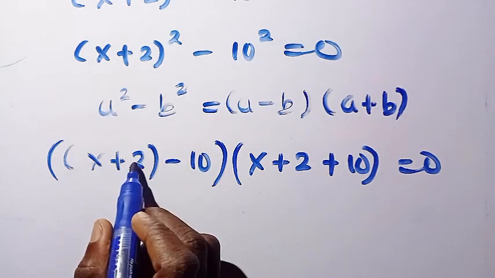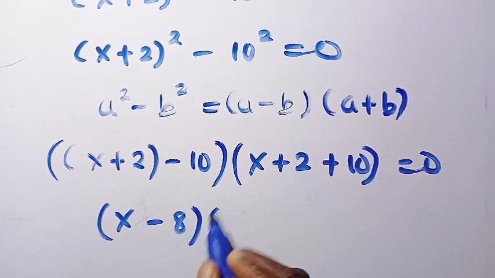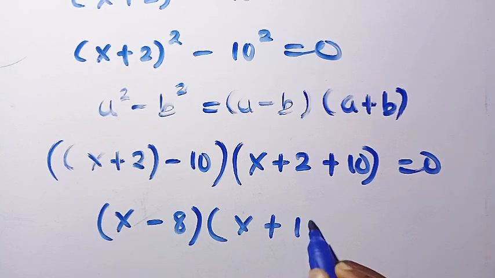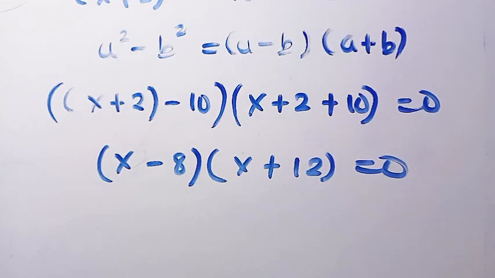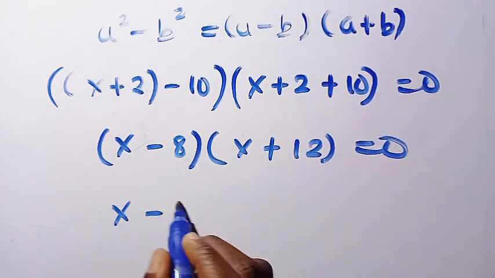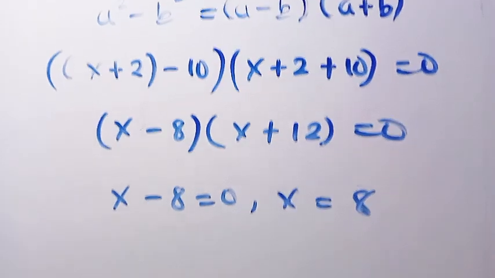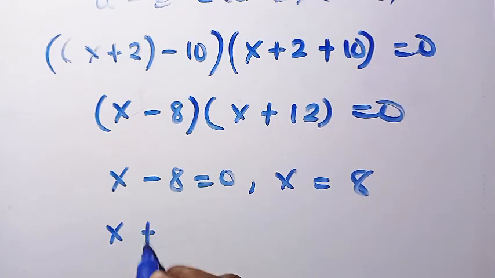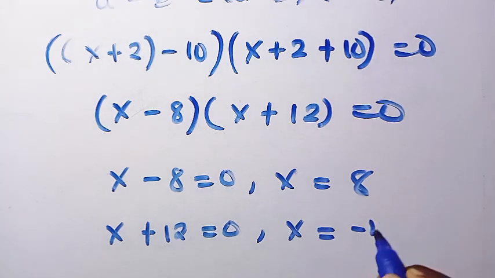So x + 2 - 10 gives us x - 8, then multiplied by (x + 12) equals 0. With this, we are going to let x - 8 = 0, that is x = 8. And also, we have x + 12 = 0, that is x = -12. Here is the first method of solving this problem, as simple as it is.